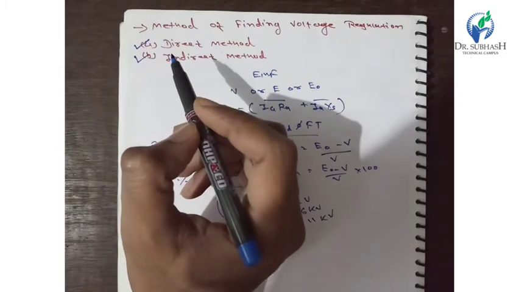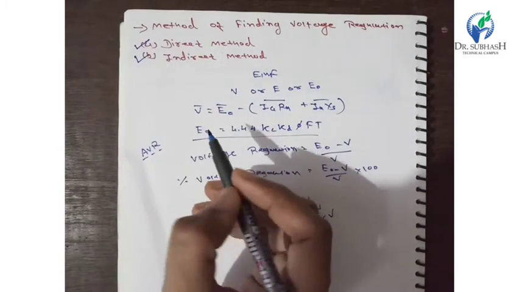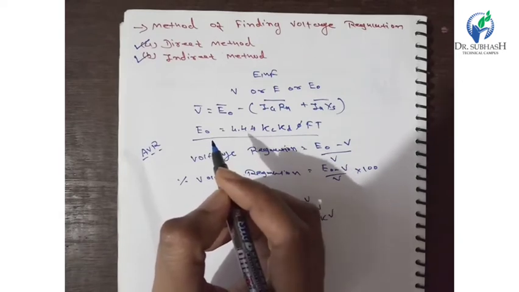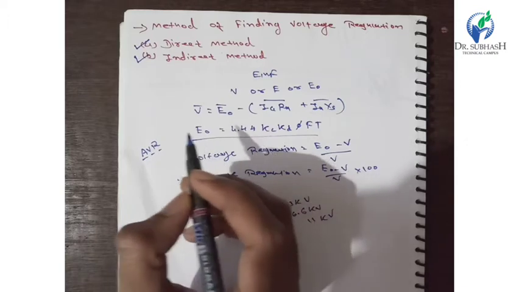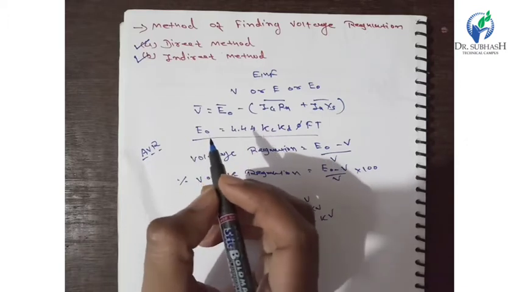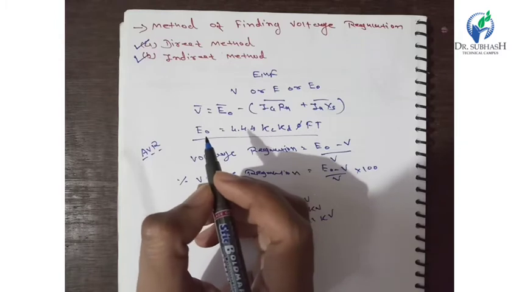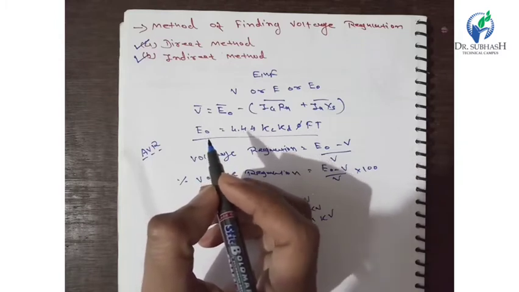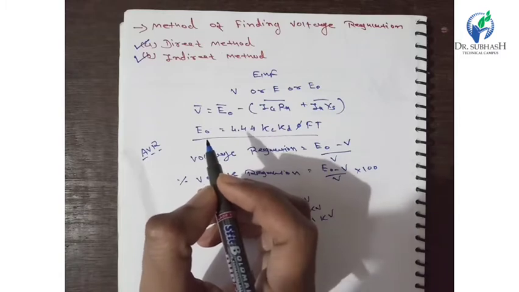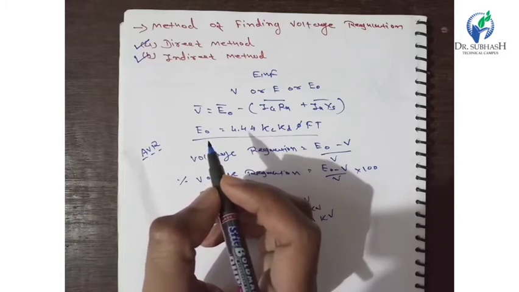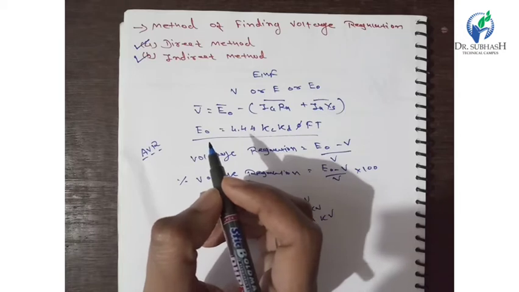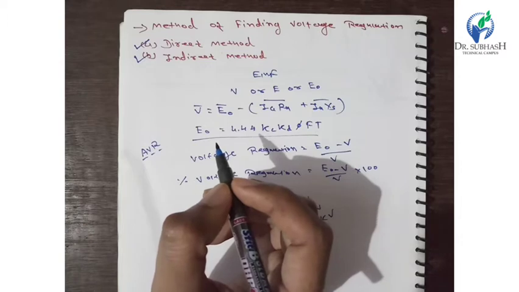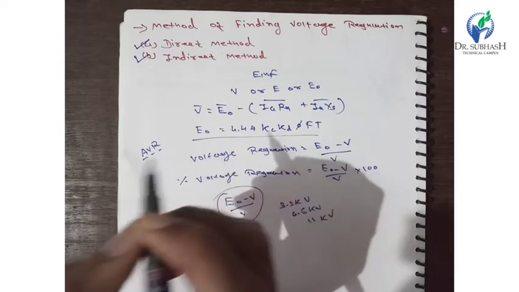For a unity power factor and lagging power factor, the voltage regulation is positive, but for the leading power factor, the voltage regulation is negative. This is a very important note. Here I repeat that for unity power factor and lagging power factor, the voltage regulation is positive, but for the leading power factor, the voltage regulation is negative.